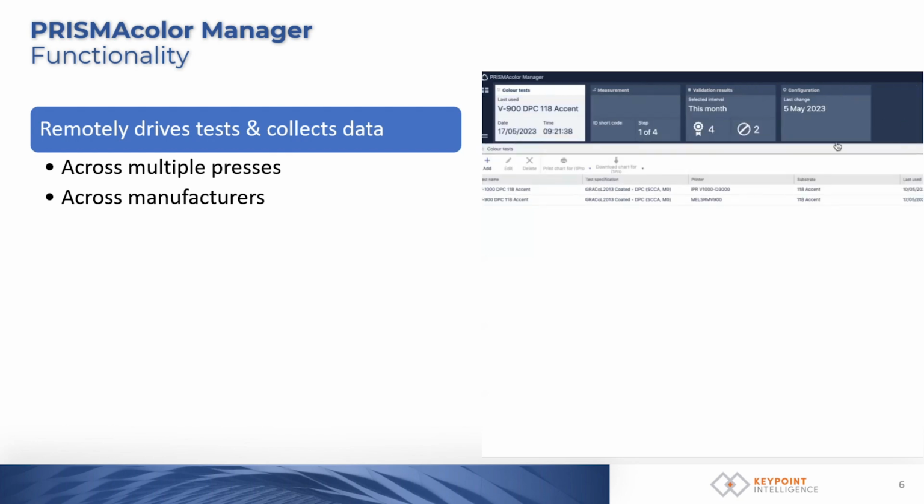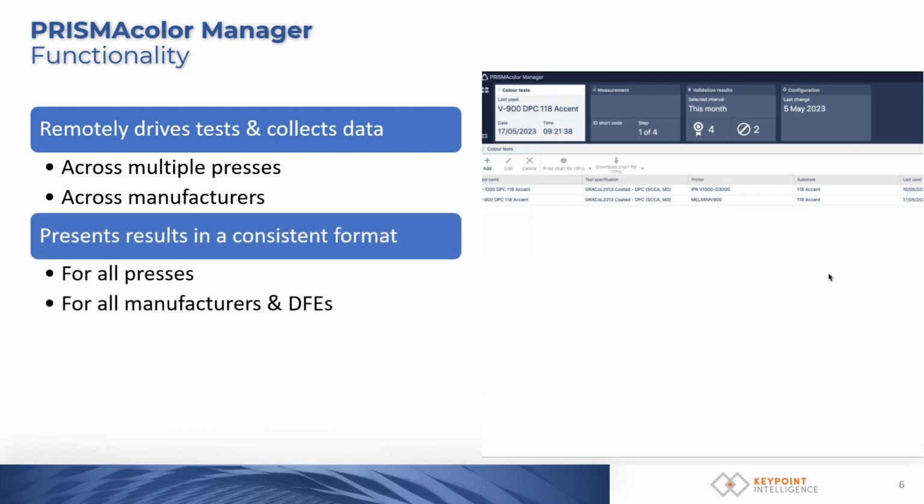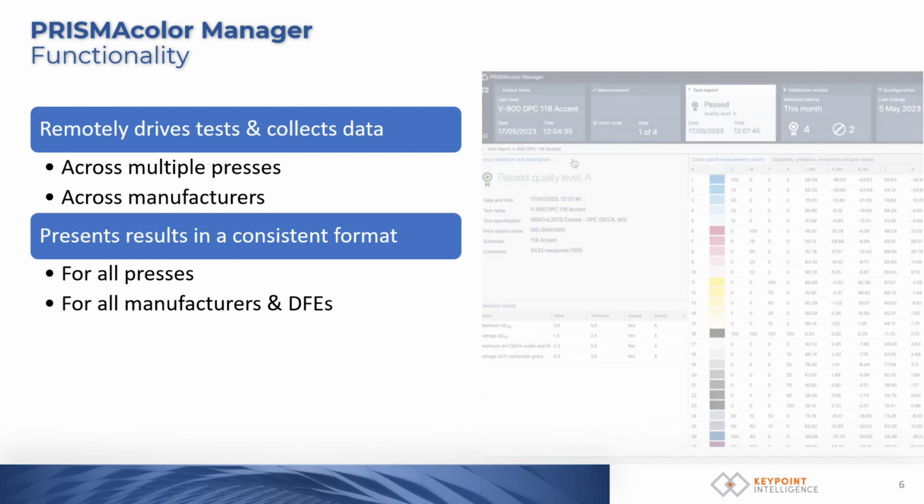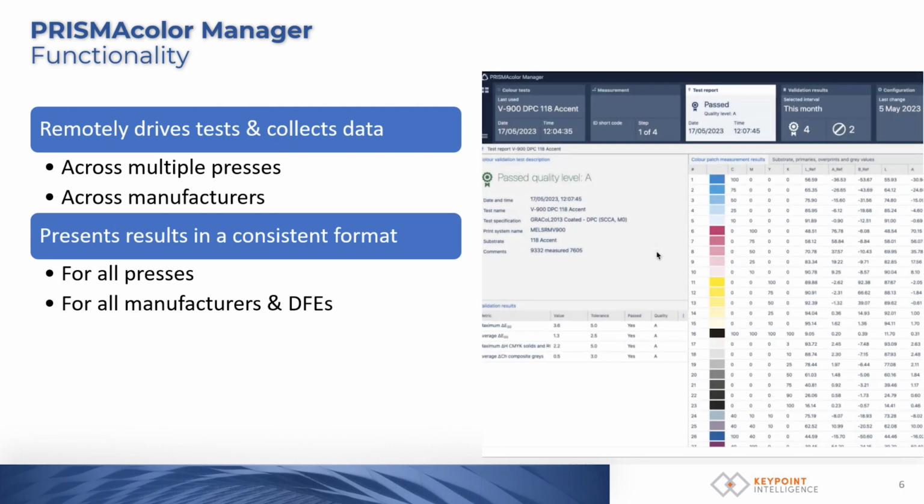PRISMAcolor Manager can remotely drive validation tests and collect data across multiple presses and manufacturers. It then presents that data in a consistent format, regardless of which press brand was measured. This means that someone in a color manager position can have one consistent interface for every printer in the shop, regardless of its digital front end or manufacturer.